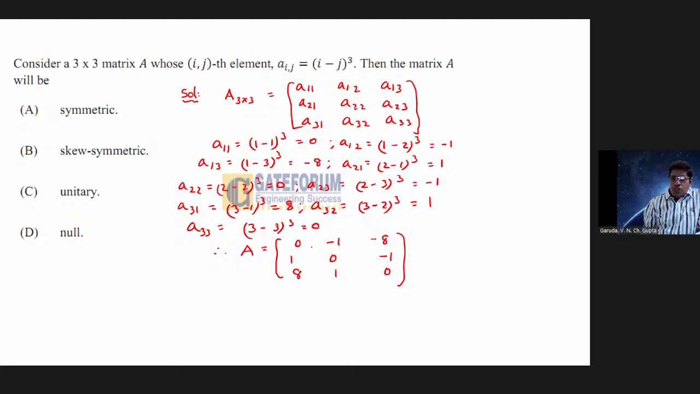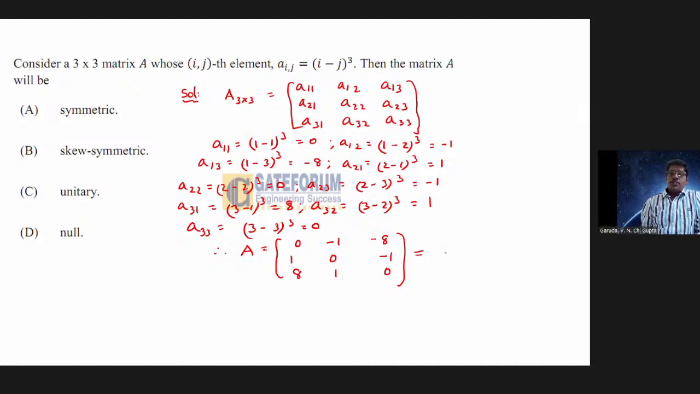So for example, 0, minus 1, minus 8, first row. What are the corresponding elements in the first column by my condition? Multiplied by minus: 0, plus 1, plus 8. Second row elements equal to minus into second column elements. Third row elements equal to minus into third column elements. So row elements equal to minus into corresponding column elements. That is the condition that must be satisfied in a skew symmetric matrix.